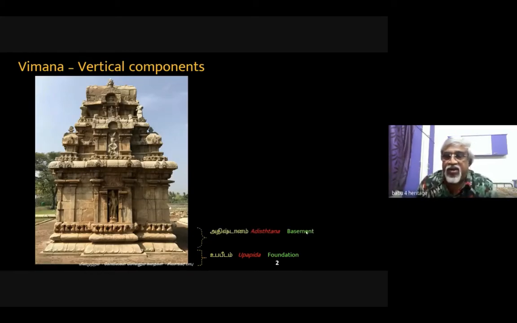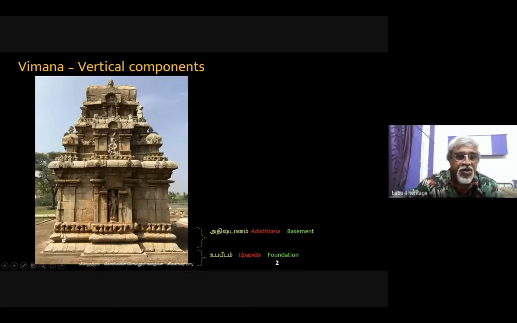The next component is the Adhisthana or a basement, which takes the load of the entire Vimana and then spreads it, if any foundation is there, through this. So if you see this from the straight plumb line of the Vimana, it is extending like this and spreads the load into the ground with the reducing of pressure, so that there is no shake and it doesn't tilt to one side. This is Adhisthana.